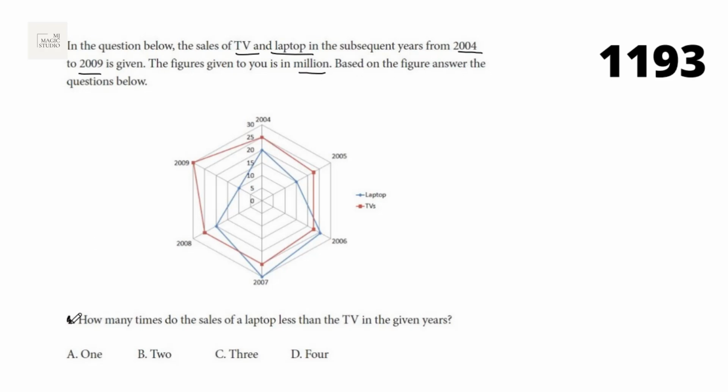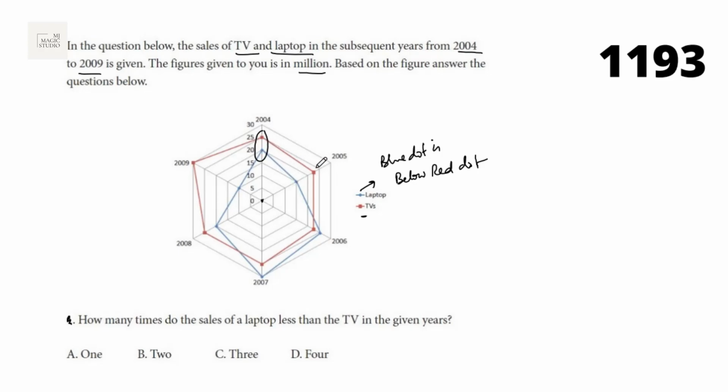The question is, how many times is the sales of laptop, the blue line, less than the sales of TV? That means how many times the blue dot is below the red dot. Blue dot is below red dot. That is what we just need to find on this radar. That's it. Blue dot is below, that means towards the center.